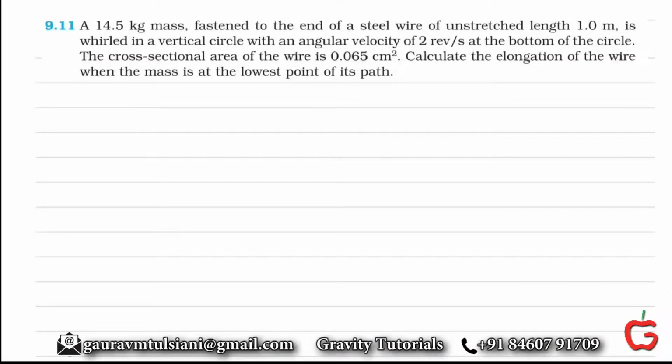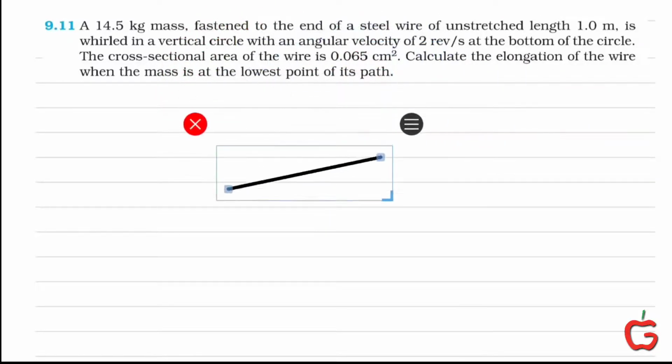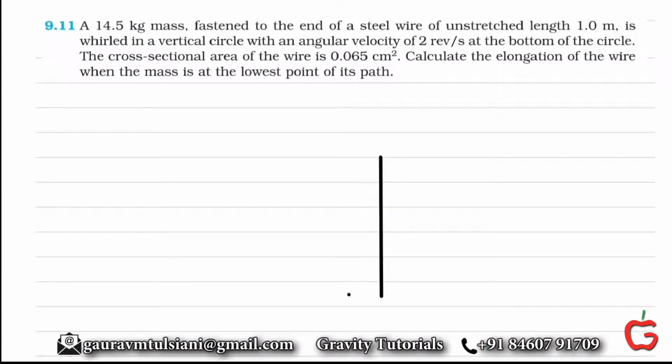A 14.5 kilogram mass fastened to the end of a steel wire of unstretched length, so this is the original length, 1 meter, is whirled in a vertical circle with an angular velocity of 2 revolutions per second. So we have a vertical circle here in which a wire is revolving like this. So some mass is tied to this wire, mass of 14.5 kilogram.